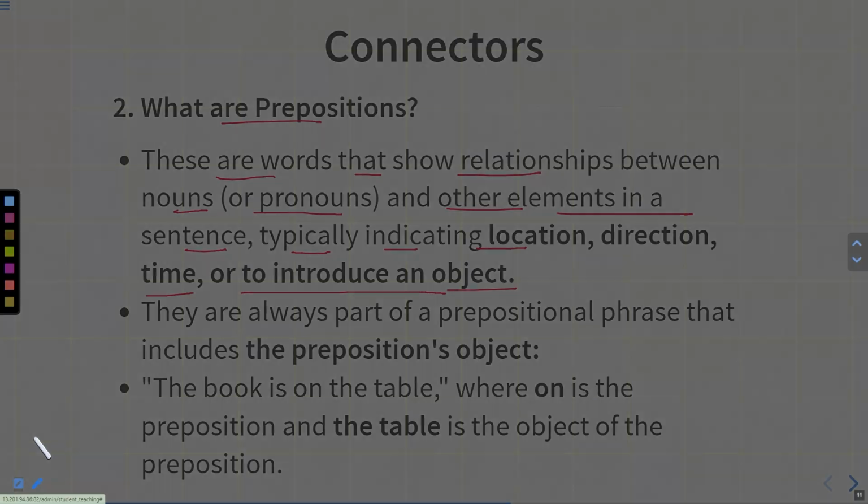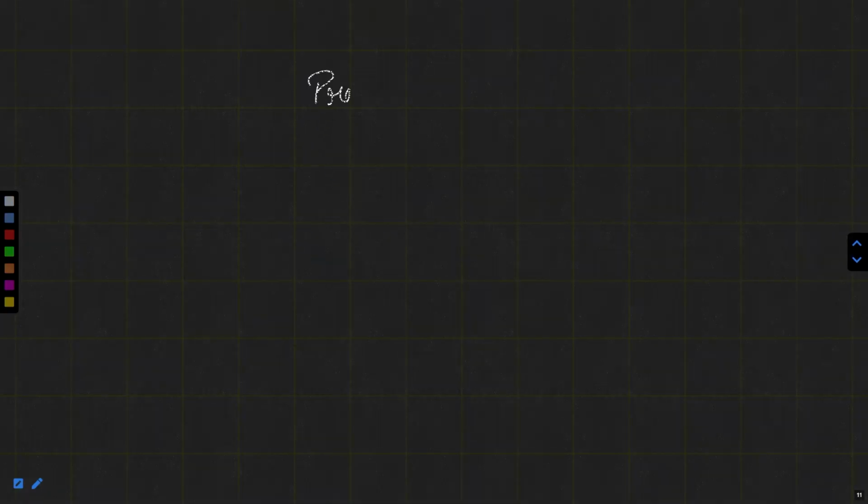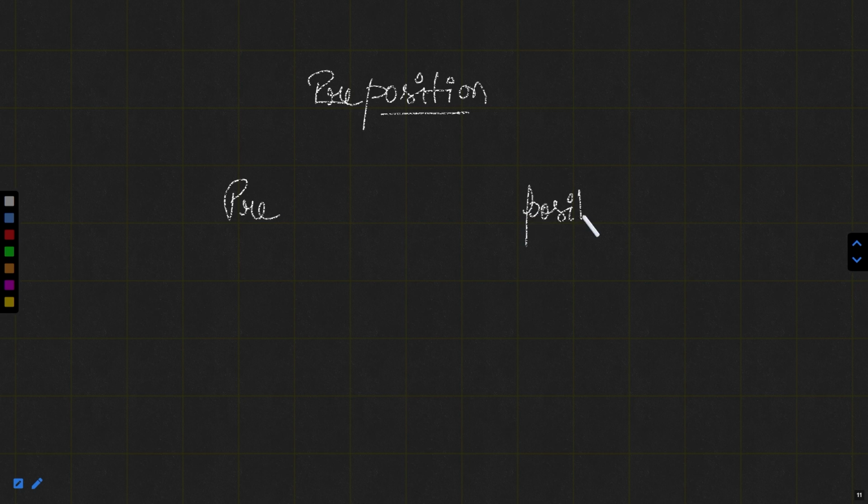Now, if you see this word carefully, this is preposition. So this can be divided into two parts. How? First of all is pre and another one is position. Now these are two parts. Pre means something before. Okay, something before something. And position means the place.